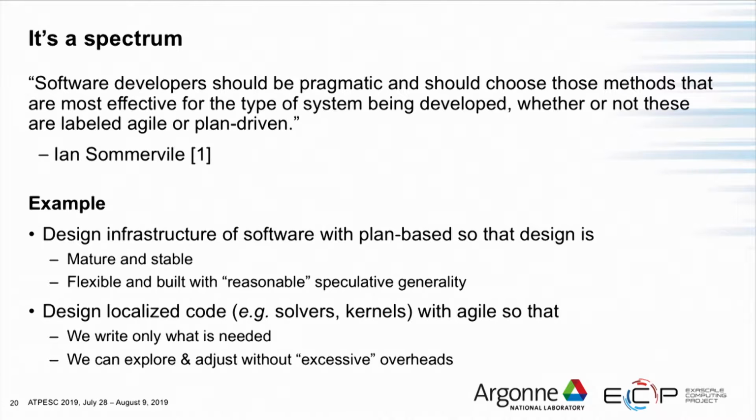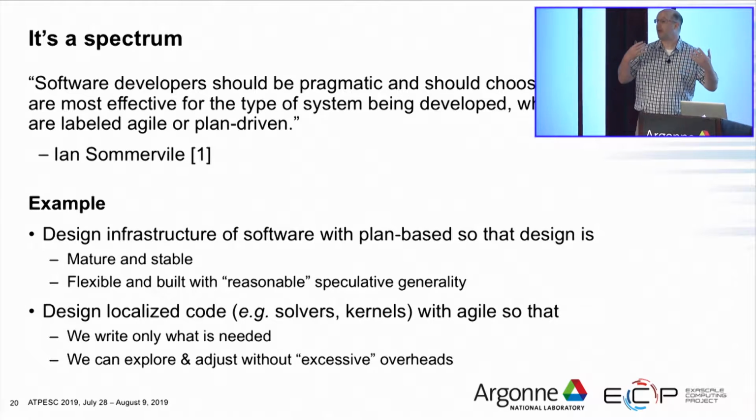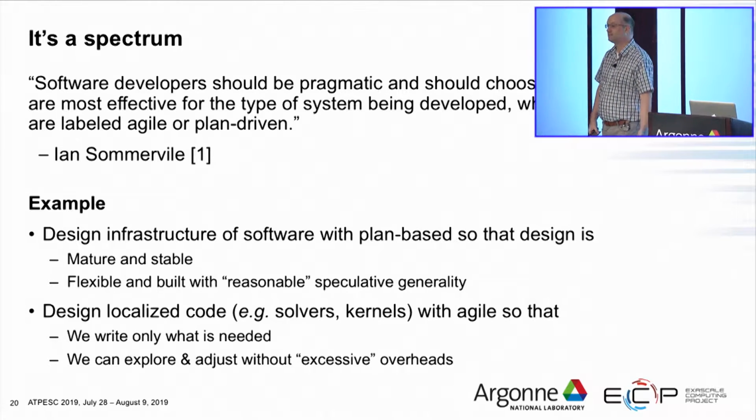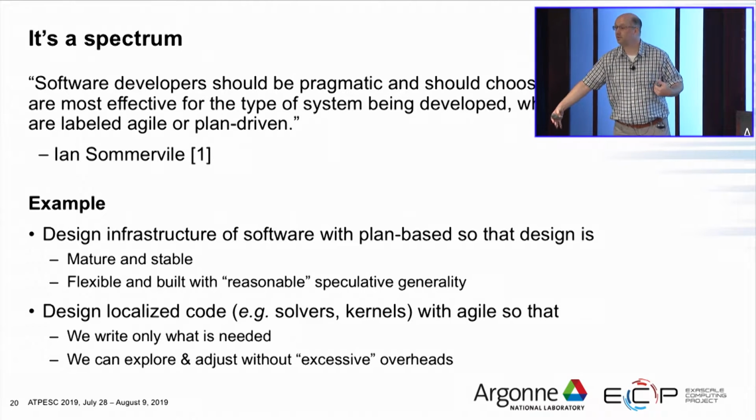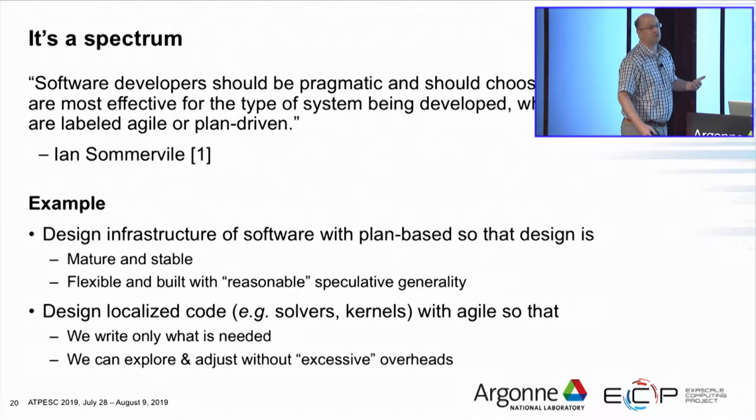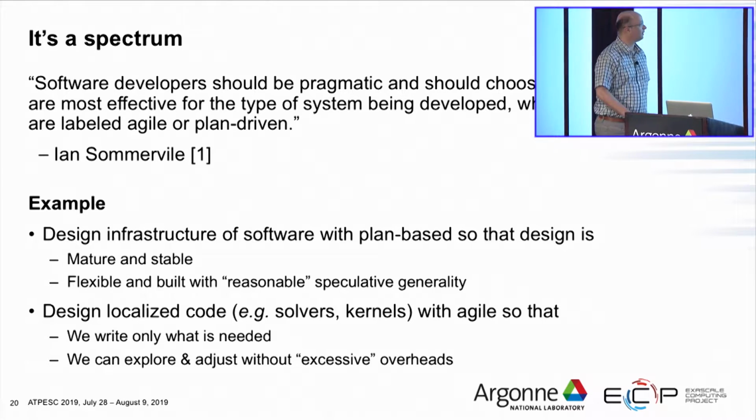I think the terms plan-based and agile can oftentimes be very polarizing. As I learn more about these and you go online, you see people getting into angry screeds about this. So I found this quote in Ian Sommerville's book on software engineering. He says, software developers should be pragmatic and should choose those methods that are most effective for the type of system being developed, whether or not these are labeled agile or plan-based. There is this pure agile model, but also, as we heard Catherine say, that's perhaps a good way to go with CSE projects, but oftentimes people aren't following that exactly, and they shouldn't feel the need to. They should adopt what's good for their particular project.